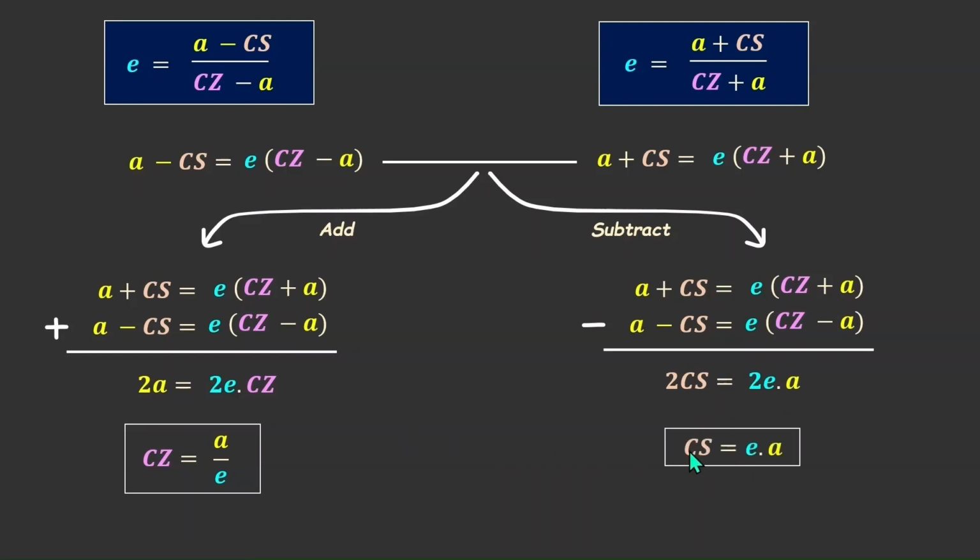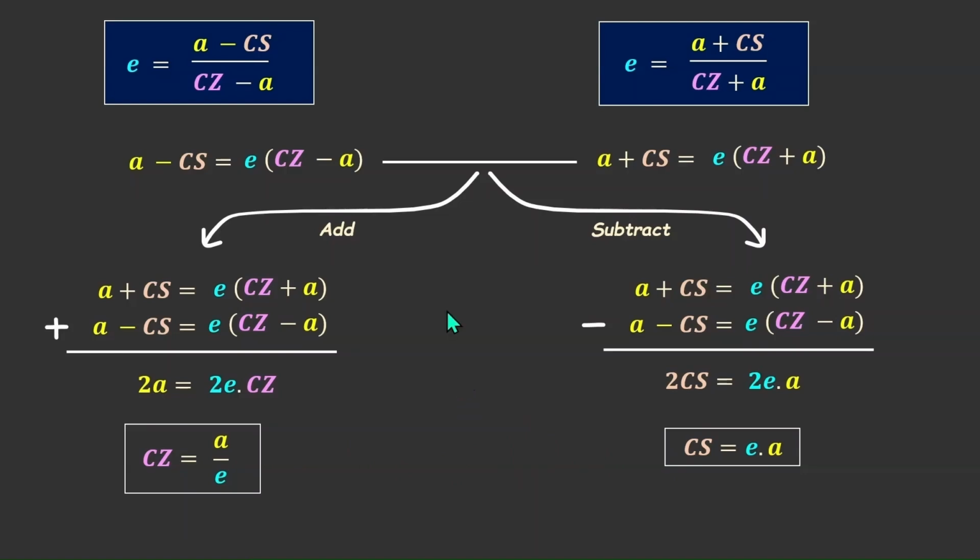So we found the distance of the focus from the center as Ea and the distance of the directrix from the center as A divided by E. And that is important because when we are trying to find the distance of any point from the focus and the directrix, we need to know these distances to get the coordinates of the focus and the directrix.